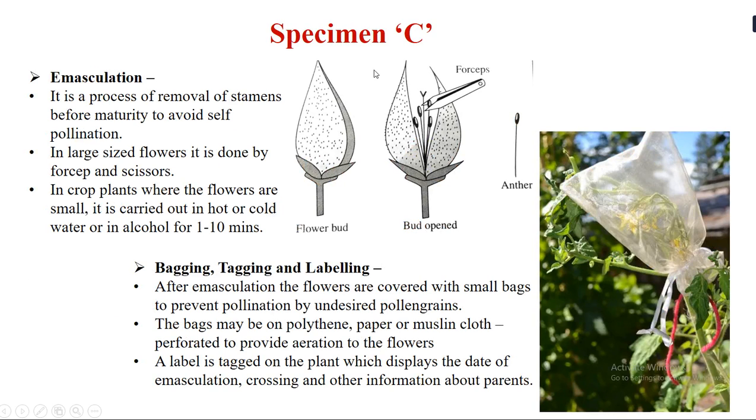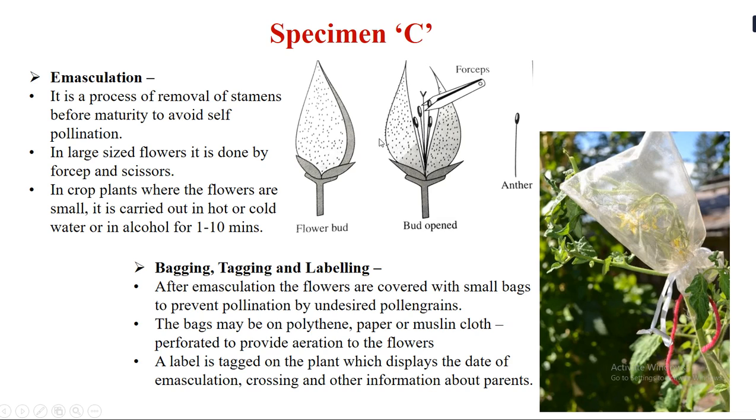Let us go to specimen C. Specimen C has 2 things. It can be either emasculation or bagging, tagging and labeling. First, let us see what is emasculation. This is a process of removal of stamens before maturity, and this is done deliberately to avoid self-pollination. So what is done over here?